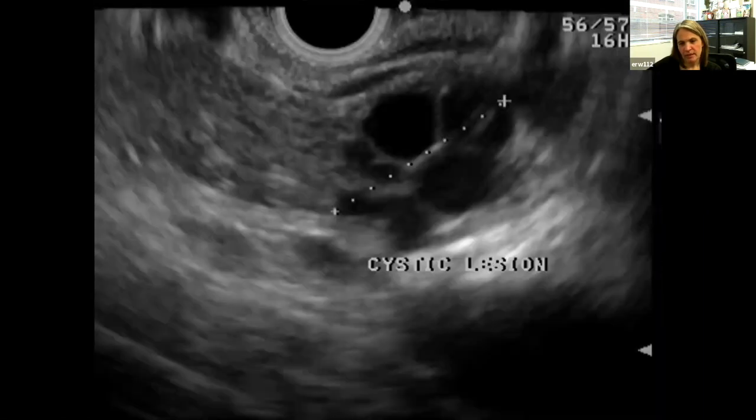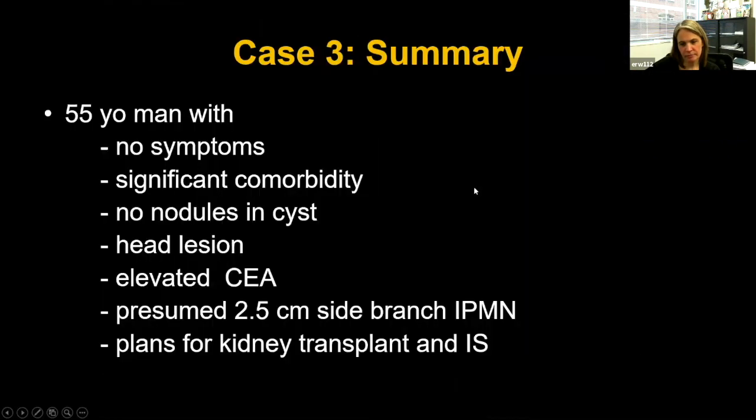This is the MRCP image of it. You can see the bile duct coming by. The main pancreatic duct is non-dilated. This is in the kind of most posterior aspect of the pancreatic head here. This is the EUS image. You can see it's got multiple different cystic components, and that conglomerate is measured here.